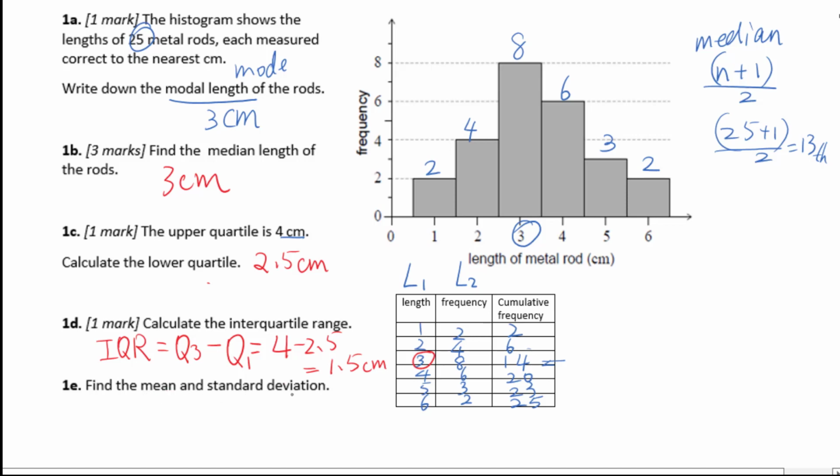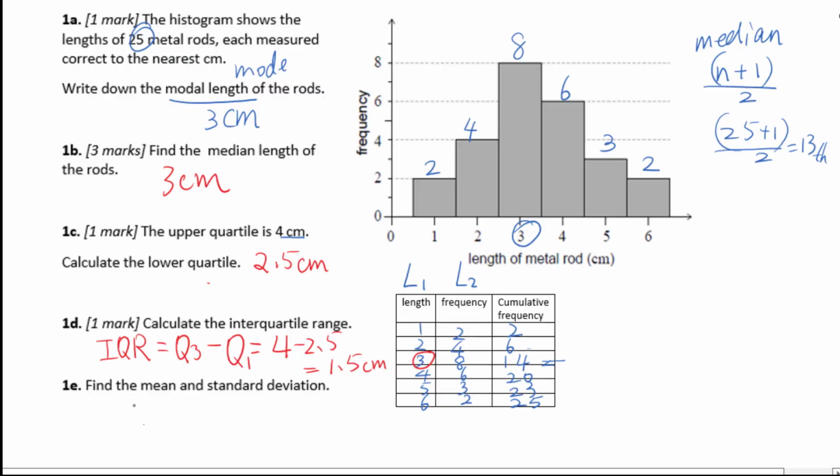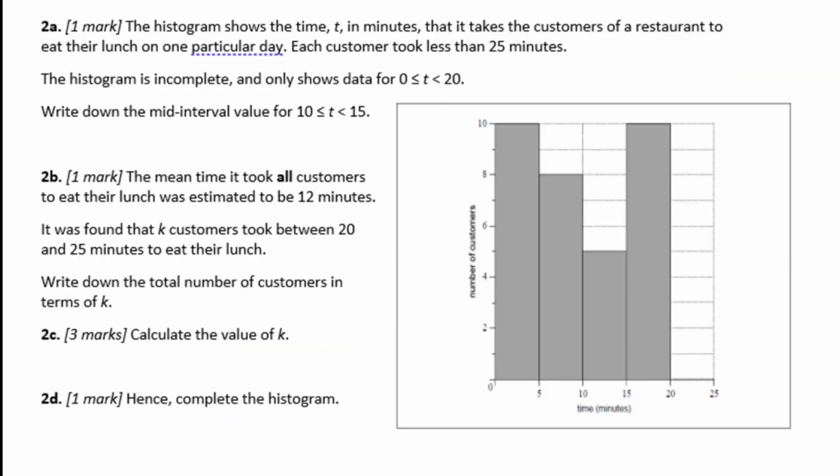Find the mean and the standard deviation. The mean is 3.4 centimeters. Sigma x is the standard deviation, that is 1.33 as 3 sig figs. So the mean x bar equals 3.4 centimeters, and the standard deviation is 1.33 centimeters. Let's go to 2A.